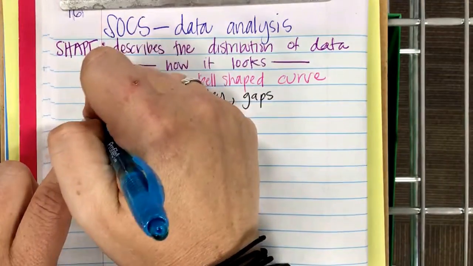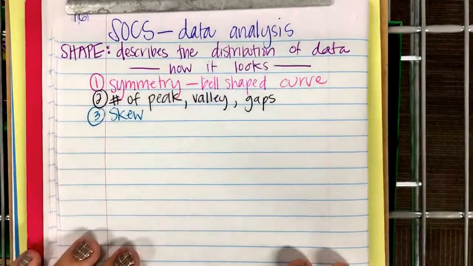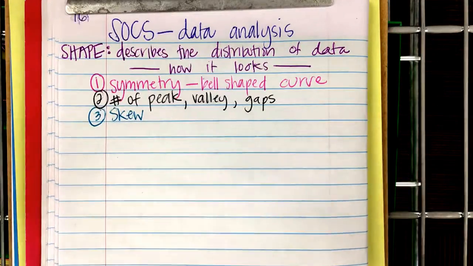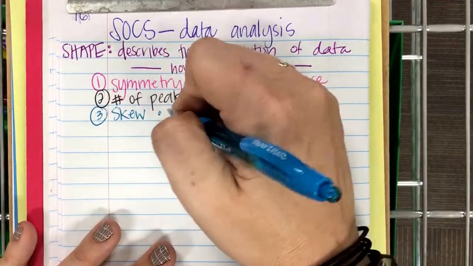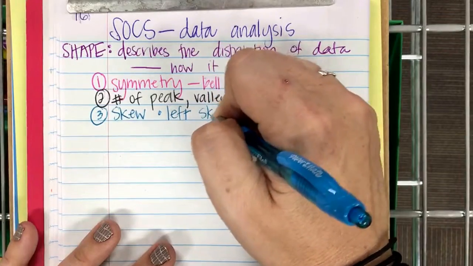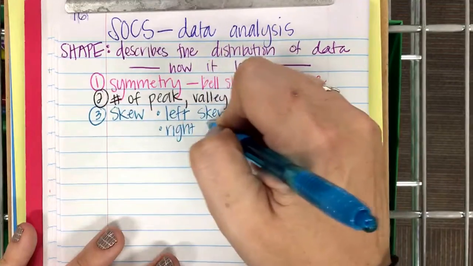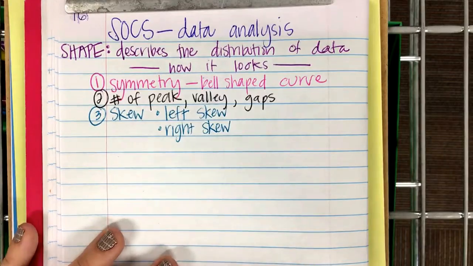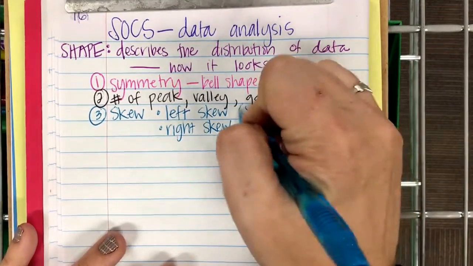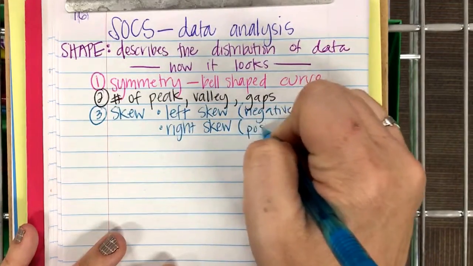Vocabulary. Don't just say it looks good. The one that everybody loved is skew. We can talk about the shape of a graph because we can describe the skew of it. What are the two types of skew? Right and left. Left skew or right skew. There are other words that can describe these: positive and negative. Left skew is negative. Right skew is positive.